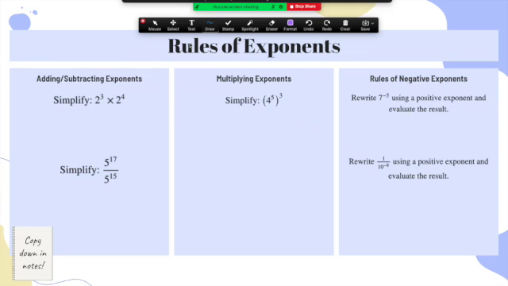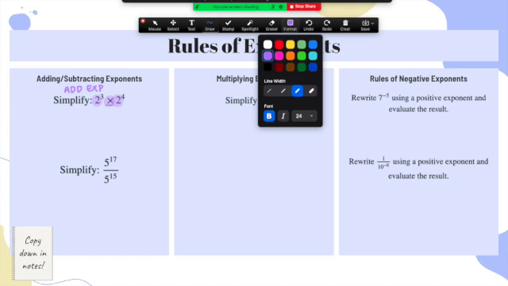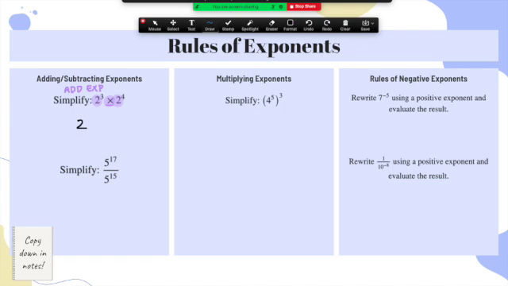Whenever we are multiplying two numbers that have the same base, what we do with our exponents is we add them. So this is adding exponents right here, because we're multiplying the numbers together. I'm going to keep my base the same, and whatever the exponents are here, which were the 3 and the 4, I'm going to add them together. So we get 2 to the power 3 times 2 to the power 4, which is 2 to the power of 7.